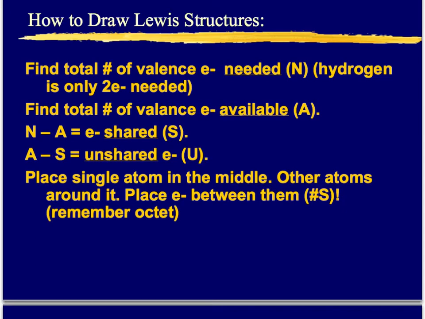So the basic rule here is that you take the atom that has the lowest electronegativity and place it in the center. So place a single atom in the middle. The other atoms are around it. You want to try to make it as symmetrical as possible. And then we're going to place the electrons between them, the shared, to try to get the octet rule. Now, if you're completely confused right now, don't stress. We're going to have an example on the next slide.